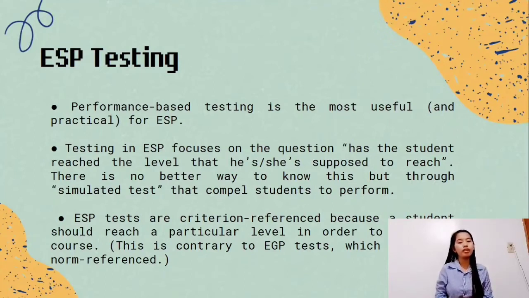So the third one is ESP tests are criterion referenced because the students should reach a particular level in order to pass the course. This is different to EGP, or the English for General Purposes tests, which are often norm referenced. In ESP teaching or testing, there are criteria that can be used to assess if the students reach a particular level which is necessary for them to pass the course.